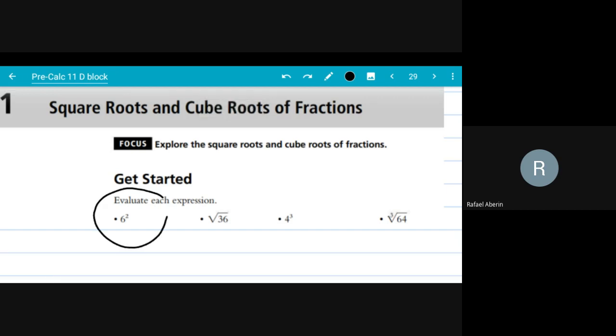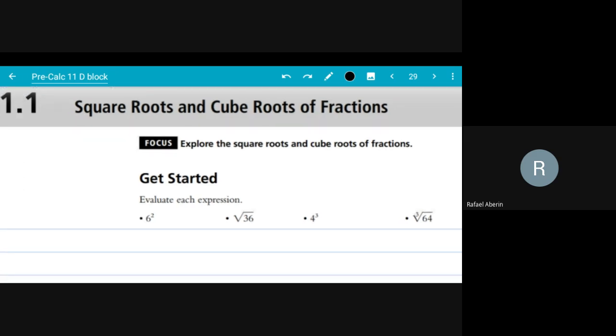So we're starting with this one. What is 6 squared? Well, 6 squared means that you're going to multiply 6 by itself. 6 times 6 is 36. Okay, there you go. What about this one? How do you read this? Well, that's the square root of 36. And that answer is going to be 6.